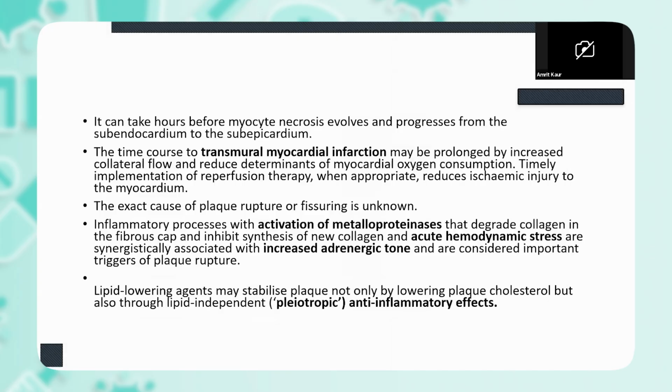If we come back to this slide, why the plaque ruptures is because of increased adrenergic tone and acute hemodynamic stress. So when a patient comes to us, it is worthwhile knowing that decreasing the adrenergic tone, decreasing any factor that reduces the oxygen demand is helpful in improving the coronary perfusion.